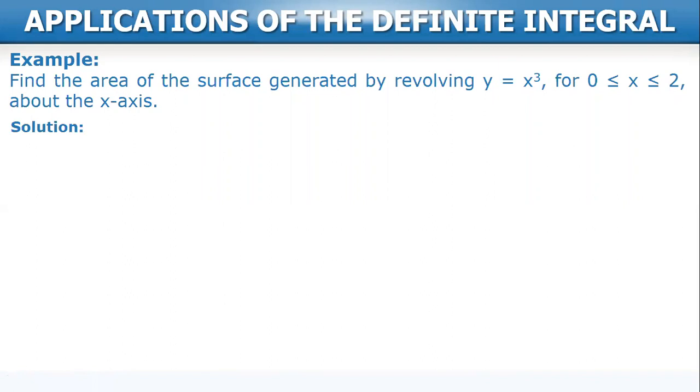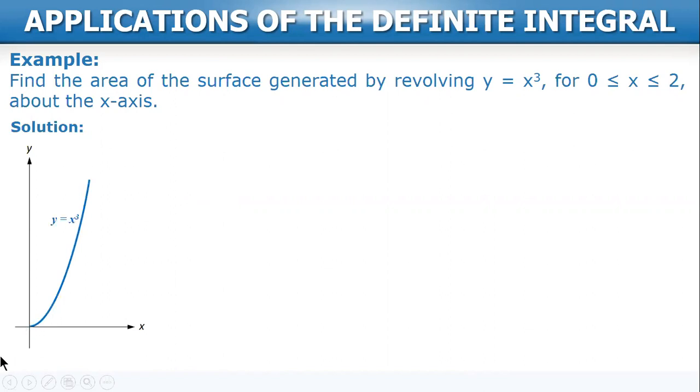Let's solve a sample problem. Find the area of the surface generated by revolving y equal to x cubed from 0 to 2, x greater or equal to 0 but less than or equal to 2, about the x-axis. So, y equal to x cubed is this.